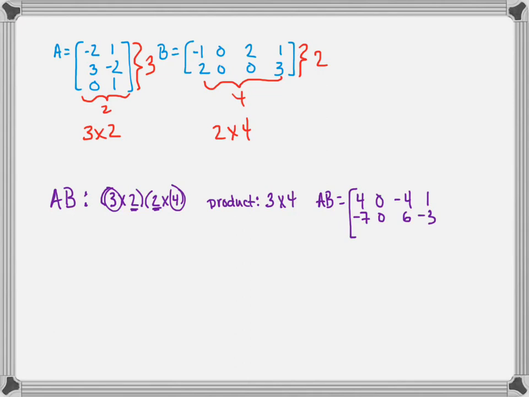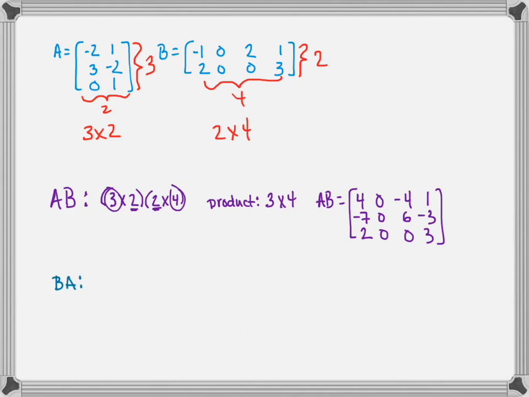And finally, for my third row, 0 times negative 1 plus 1 times 2 is 2. 0 times 0 plus 1 times 0 is 0. 0 times 2 plus 1 times 0 is 0. 0 times 1 plus 1 times 3 is 3.